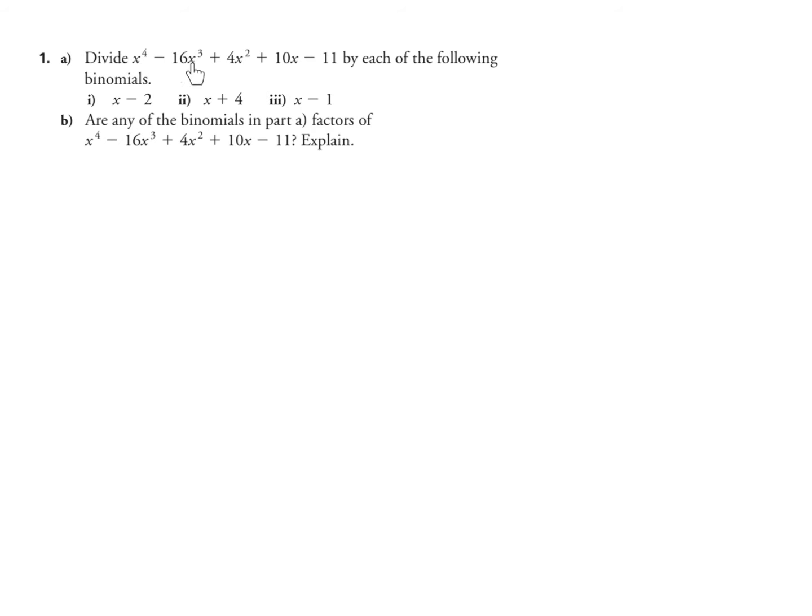All right, divide this fourth degree polynomial by each of these. So let's start with x minus 2. Let's do long division to start. We're going to say x to the 4 minus 16x cubed plus 4x squared plus 10x minus 11, and that's divided by x minus 2.